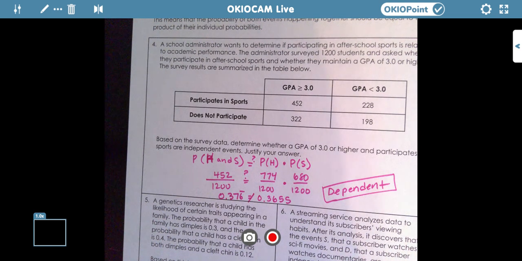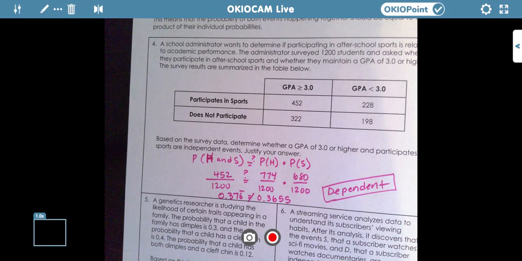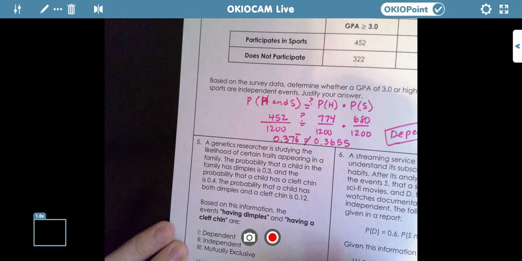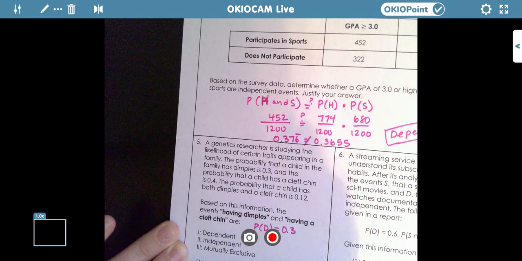All right, so let's look down here at number 5. A genetics researcher is studying the likelihood of certain traits appearing in a family. The probability that a child in the family has dimples, so I just start writing stuff down sometimes because it helps me to organize, is 0.3. The probability that a child has a cleft chin is 0.4. The probability that a child has both, probability of dimples and chin, equals 0.12.